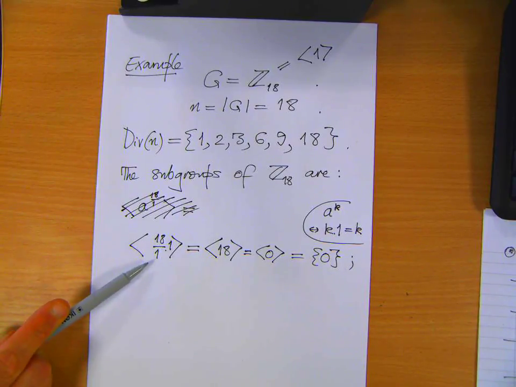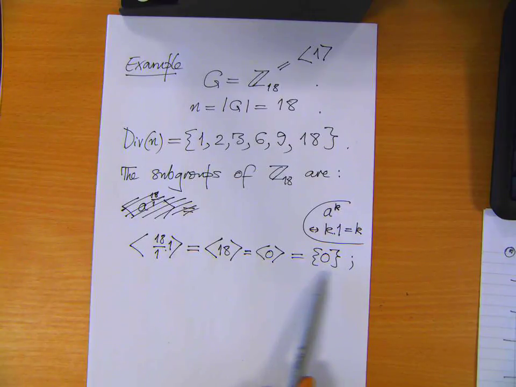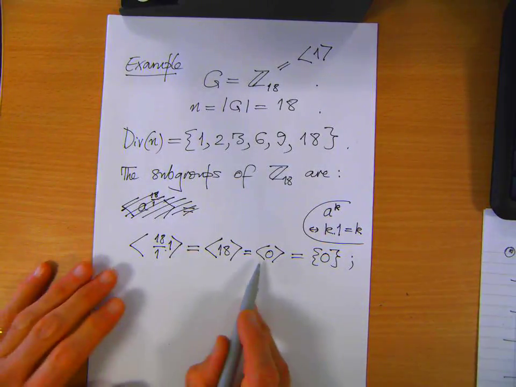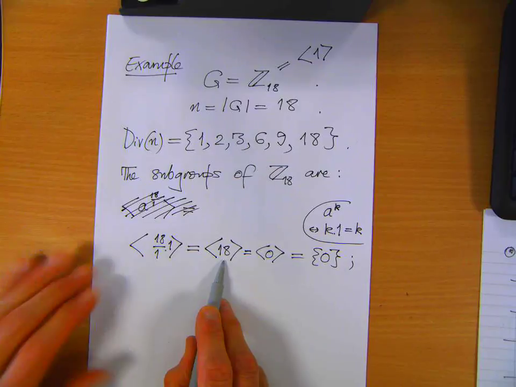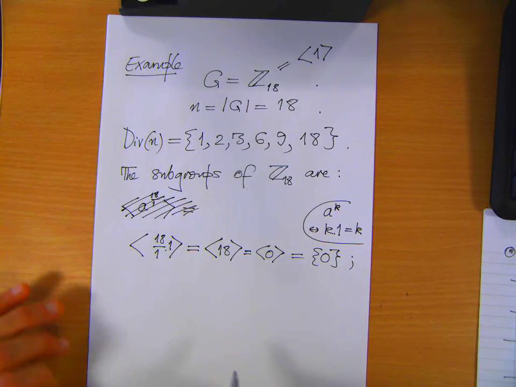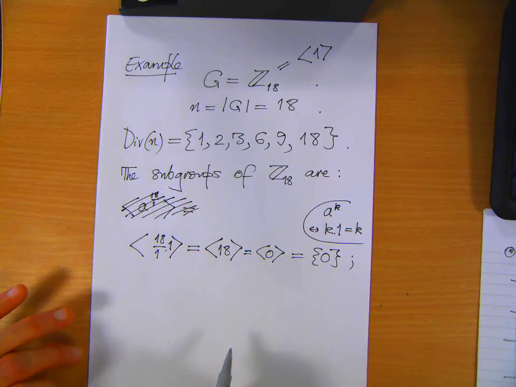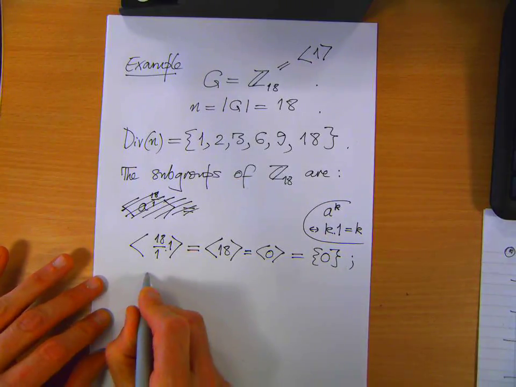So the 1 in the denominator here is the order of the group on the other side, as I remarked a few minutes ago. So the first subgroup we write down is the trivial one. And that's generated by 0, or 18 if you want. So remember, 18 is equal to 0 modulo 18.